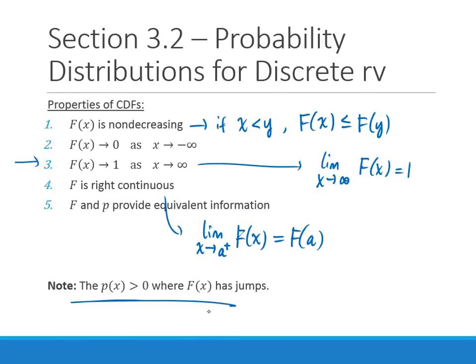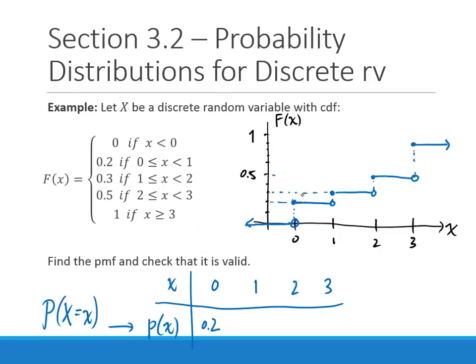Just to quickly note here, the PMF is bigger than zero where the CDF has jumps. When it makes a jump, that means the PMF is something positive there. So maybe I'll write it out this way. This is the CDF of 0, which is equal to the probability that X is less than or equal to 0. Another way to think about this is the probability that X equals 0 plus the probability that X is less than 0. It's maybe another way of thinking about it. So the probability that X equals 0, you can see there, is 0.2.